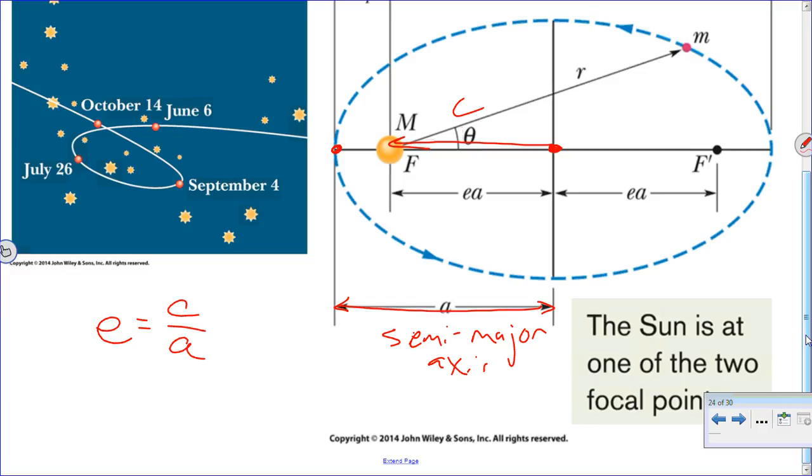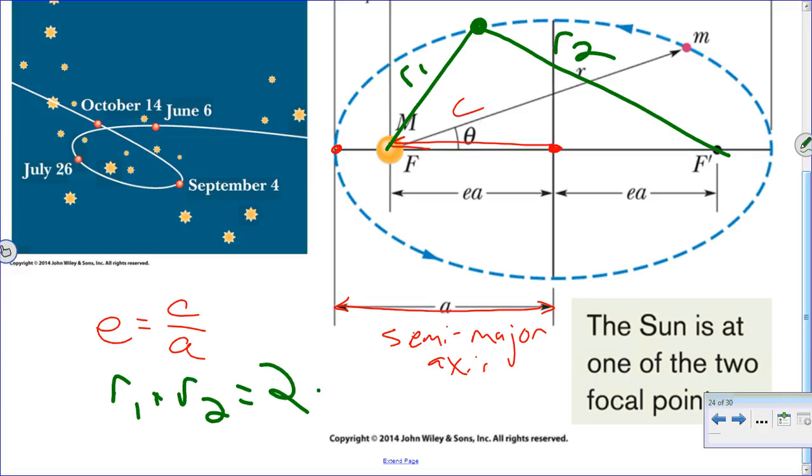Cool. The one other thing that I find myself using occasionally is that if you pick any point on the ellipse's path and you draw a line from one focal point to that point and from that point to the other focal point and add those 2 lengths together, it gives you 2A. So let's call them R1 and R2. Anywhere on the ellipse, R1 plus R2 will always give you 2A.